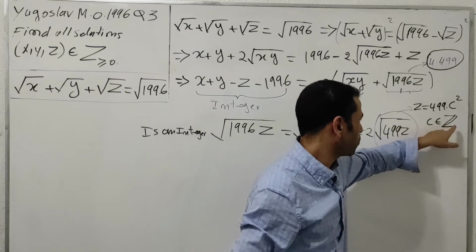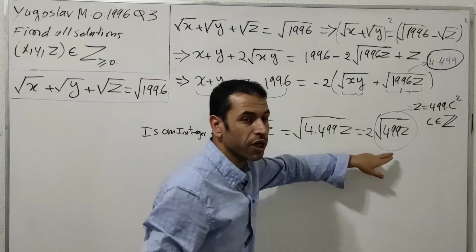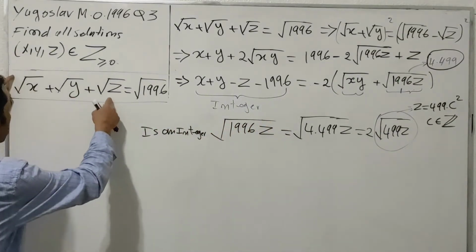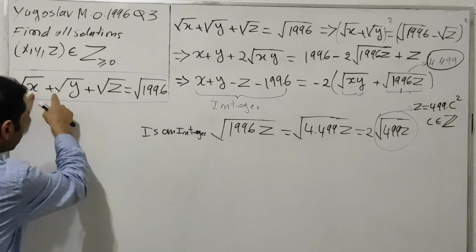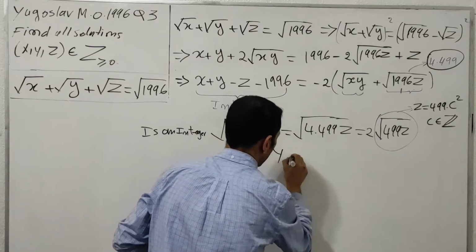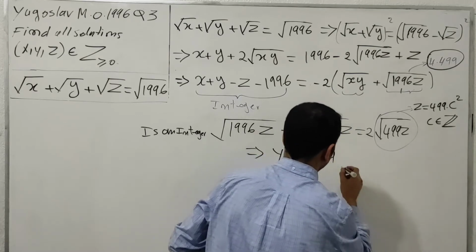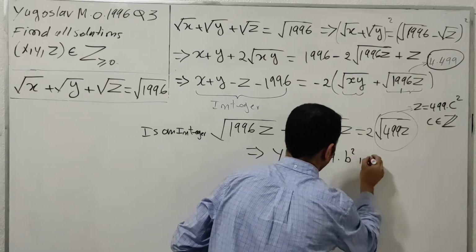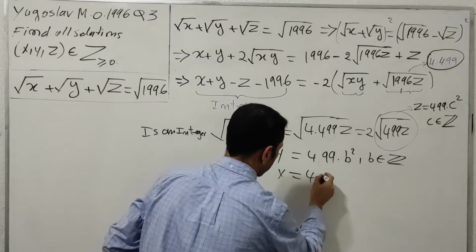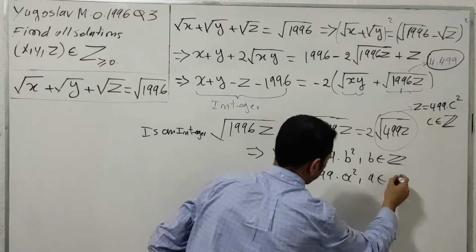For the c is an integer, because c could be positive, it could be negative, because we have a square root here. So this argument follows similarly for x and y, because we have a nice symmetry here. Whatever happened for x, it will happen for y and z as well. That means y equals 499 multiplied by b squared, where b is some natural number, and x equals 499 multiplied by e squared, where e is some natural number.